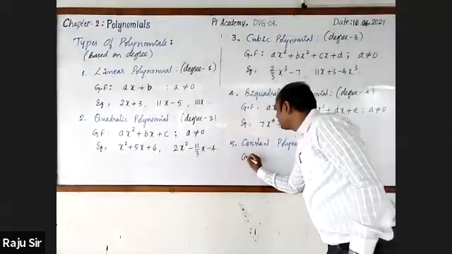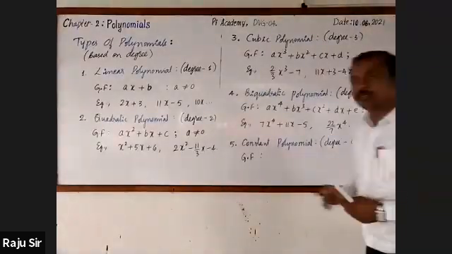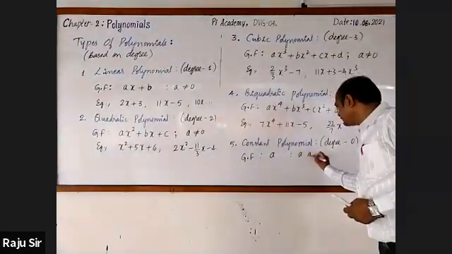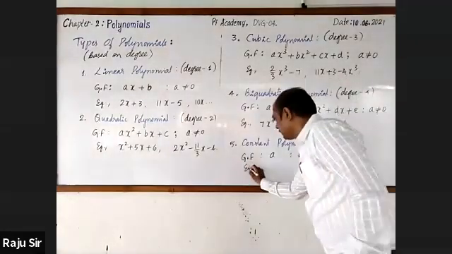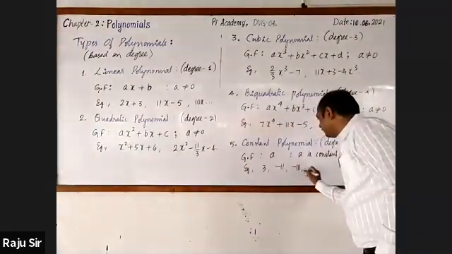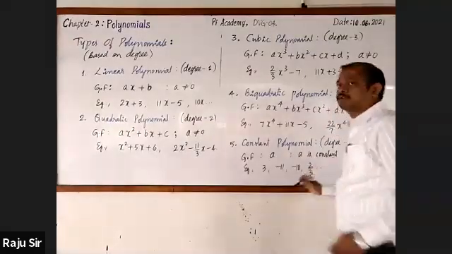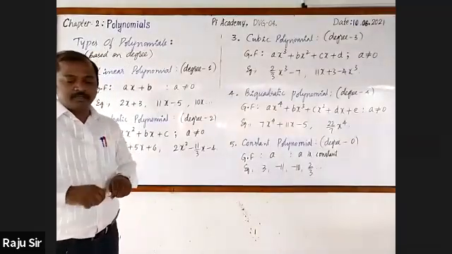And give the general form. It is just A only, you may take B, where A is a constant, any constant. Example, it may be 3, it may be minus 11, it may be minus 10, it may be 2 by 3, and so on. They are all examples of constant polynomials.